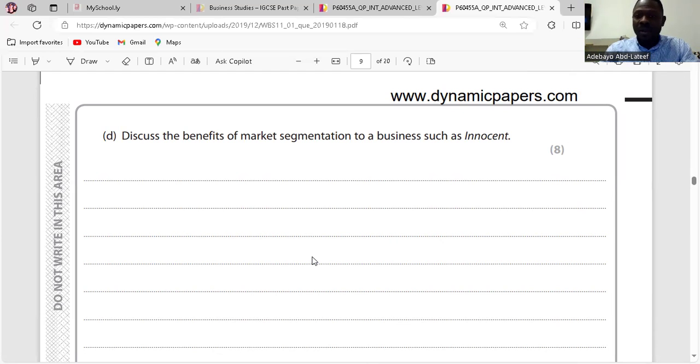Clear? However, there may be setbacks to this decision based on one, the market segment might generate few customers, meaning less revenue for innocent.